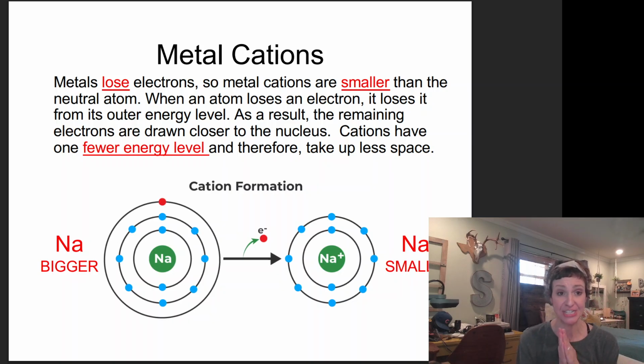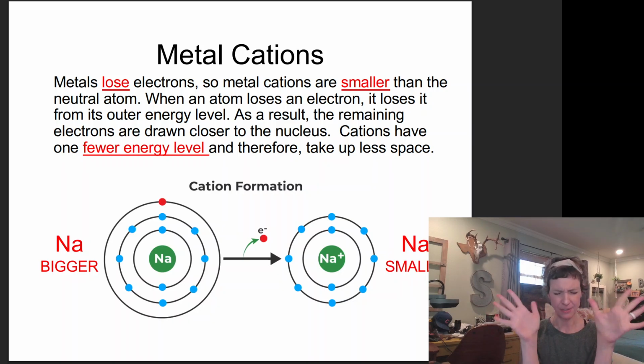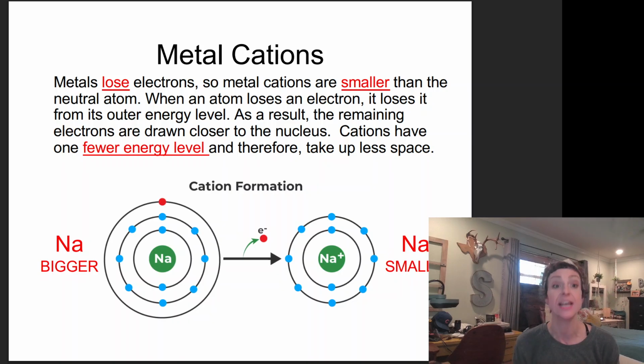So this first section says metal cations. We remember from last lesson that metals, they lose. So yes, that makes sense. They become cations. Metals lose electrons, so metal cations are smaller than the neutral atom. We kind of had a little bit of a preview of this last time I saw you guys. It says when an atom loses an electron, it loses it from its outer energy level.